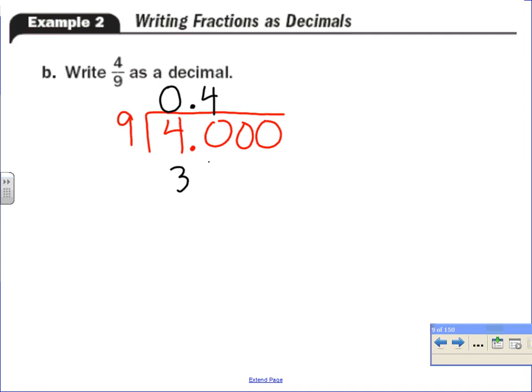Good job. All right, now you're not scaring me. Okay, 9 times 4 is 36, so subtract. 40 minus 36 is 4. Drop down your 0. Briar, 9 goes into 40 how many times?